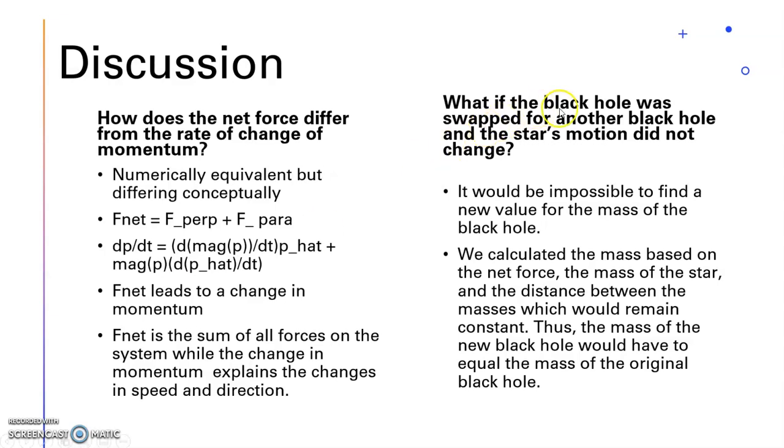Next, what happens if the black hole is swapped for another black hole and the star's motion did not change? It would be impossible to find a new value for the mass of the black hole in this instance because we calculated the mass based on the net force, mass of the star, and distance between the masses, and these would all remain constant. Therefore, this new mass would have to be equivalent to the original mass.